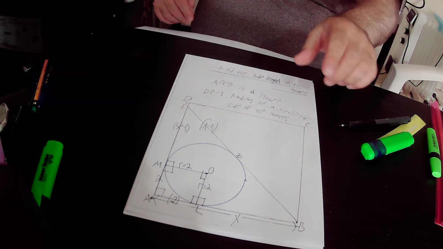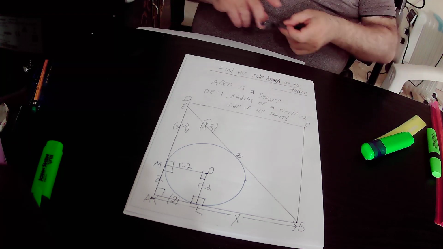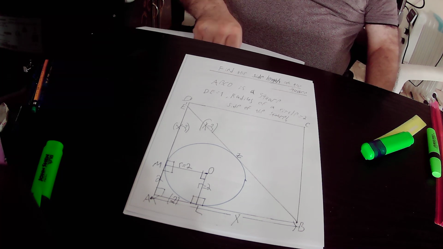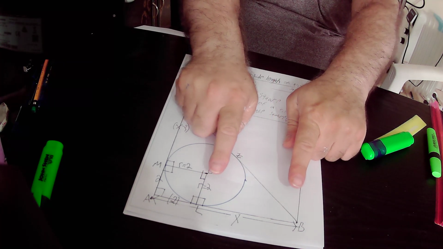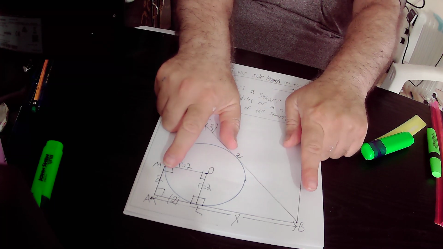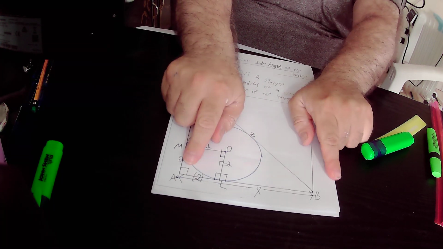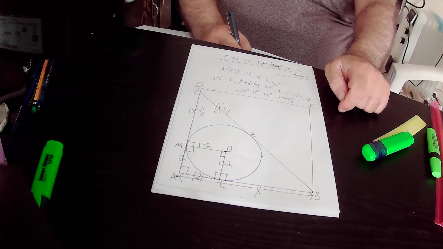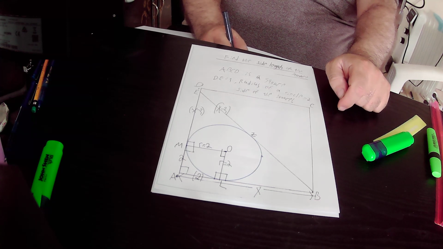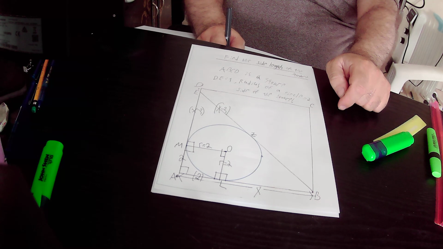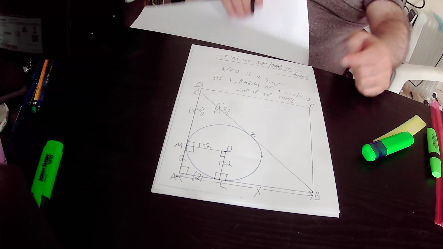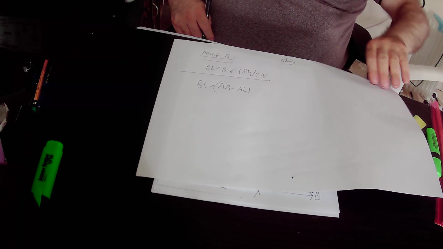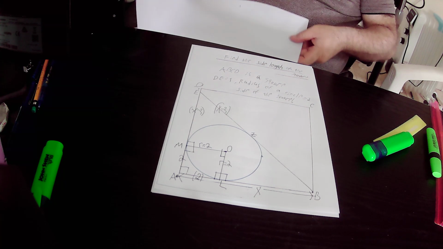What is the length of BL? From the drawing it is very easy to see that the length of BL is equal to AB minus AL. I'll repeat again: from the drawing it is very easy to see that BL equals AB minus AL.